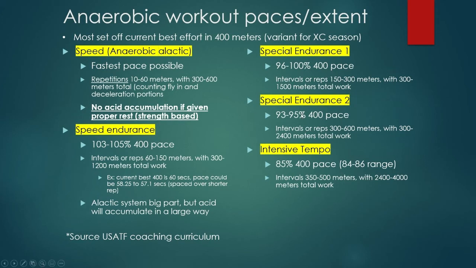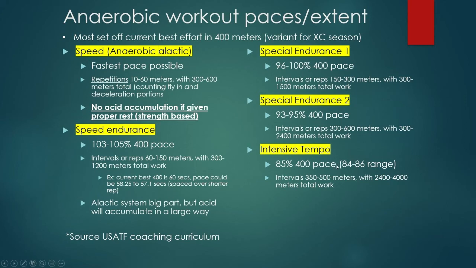We've got 93 to 95%. Now we're going to drop down to 85% 400 meter pace. And I give a range of about 84 to 86% just as I'm doing it. But just as you're kind of thinking about it, well, that does seem a whole lot less. So we take our same person that's 60 seconds currently in a 400, we divide it by 0.85, and we get 70.5 seconds. So that's much less intense. That's a big step down from here to here.